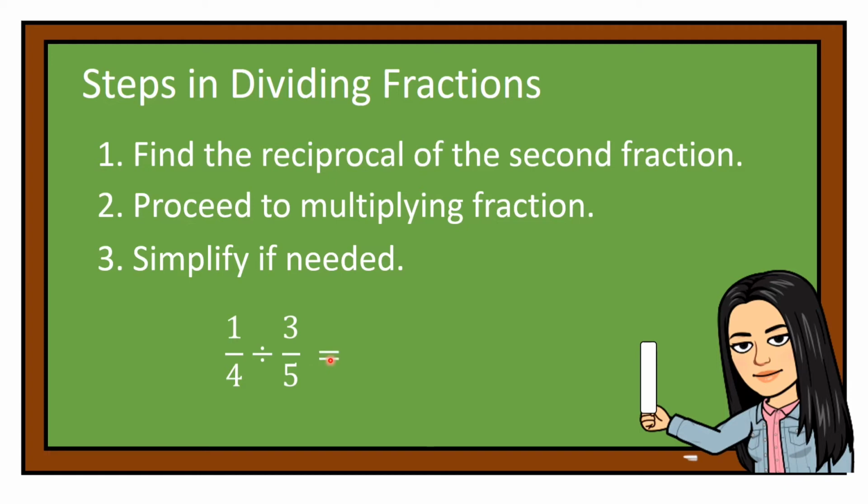So that would be equal to, first, let us copy the first fraction, which is 1 over 4. And then change the division sign to a multiplication sign. And then the reciprocal of the second fraction is 5 over 3. And then proceed to the rules of multiplying fractions. So 1 times 5 is equal to 5 and 4 times 3 is equal to 12. So 5 over 12 is already in simplified form.